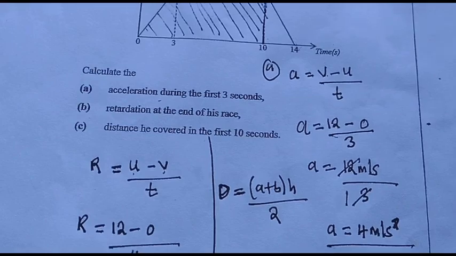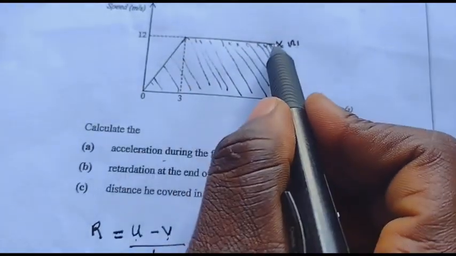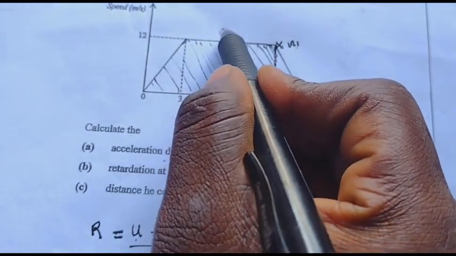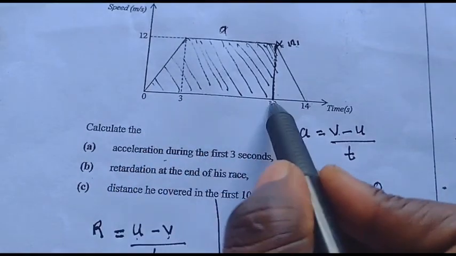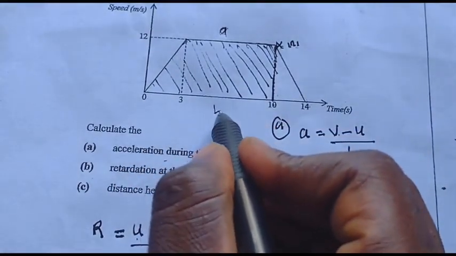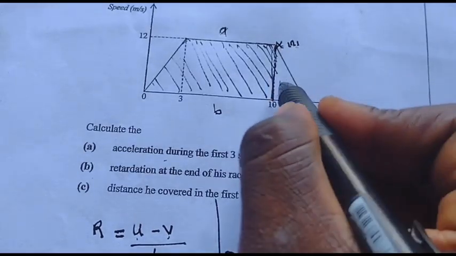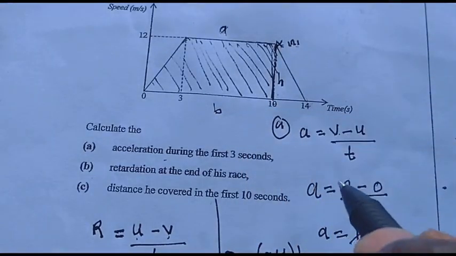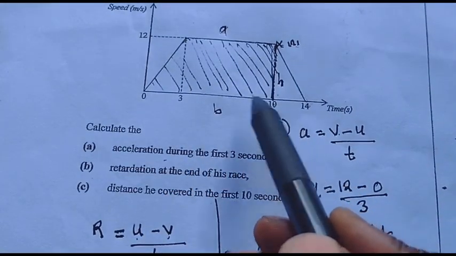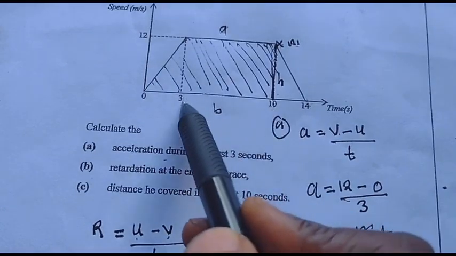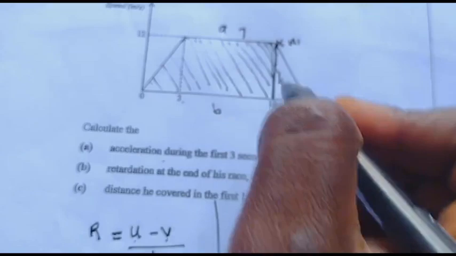So from this shape, let us identify a. It will be from here to here. We can mark this as our a. Then b, it will be from here to here. So this will be our b. Then our height, it will be from here to here. This is where h will be. So your a will be the difference in time between 10 and 3. So 10 minus 3, this will be 7. So a will be equal to 7.